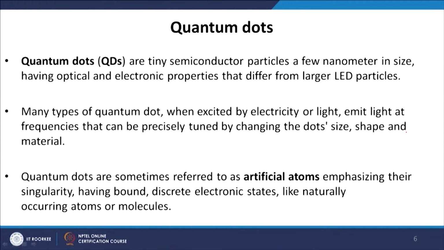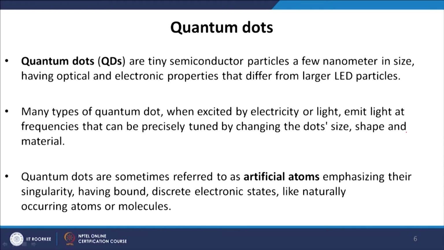So, what is the definition of a quantum dot then? Quantum dots, also abbreviated as QD, are tiny semiconducting particles, usually a few nanometers in size, as I said usually less than 10 nanometers, having optical and electronic properties that are significantly different from the larger corresponding bulk particle. Many types of quantum dots, when excited by electricity or light, emit light at a frequency that can be precisely tuned by changing the dot size, shape and material.